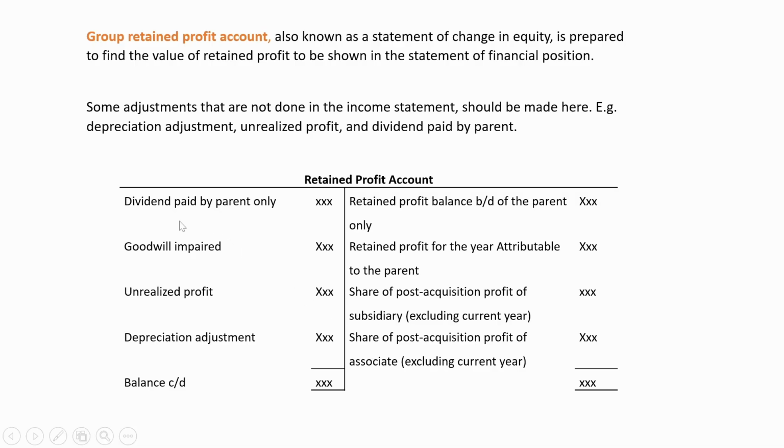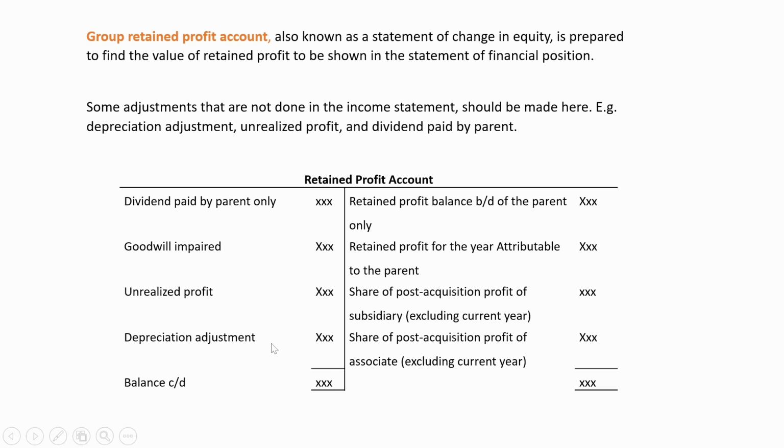Then on the debit side, we only deduct dividend paid by the parent. Dividend paid by associate and dividend paid by subsidiary should not be recorded here. And then goodwill impaired, if the minority have a share of goodwill impaired, when using the full goodwill method, here you are supposed to bring the parent's share of the goodwill impaired. Similarly, unrealized profit, you bring the parent's share. If the minority had a share, that will be taken to the minorities account.